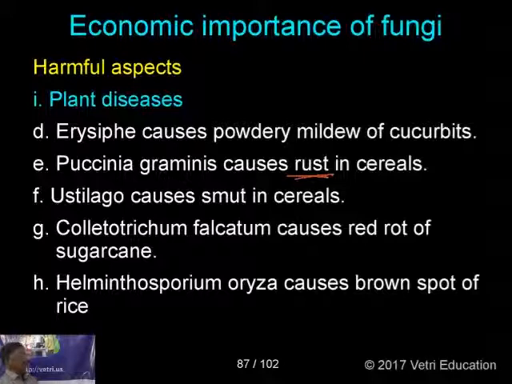Ustilago causes the smut disease in cereals. Smut means black powder disease. This red powder is rust, and black powder is smut disease in cereal plants. It affects the inflorescence, leaves, etc., and affects the plant.